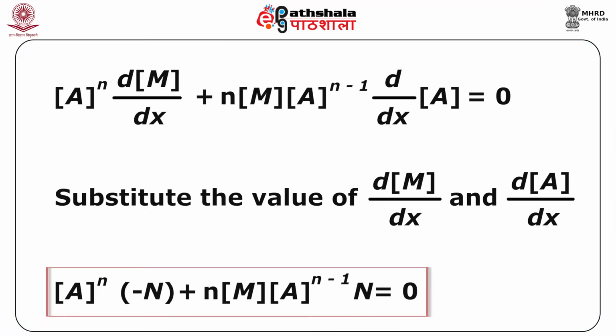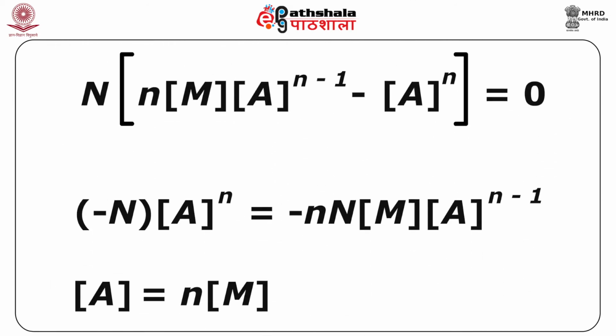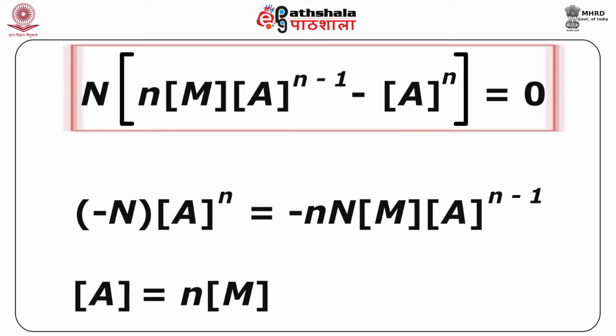With this, we obtain the expression as concentration of ligand raised to the power n into minus n, plus n into concentration of metal into concentration of ligand raised to the power n minus 1, into capital N, is equal to 0. This on simplification gives us the expression capital N into, within the brackets, n into concentration of metal into concentration of ligand raised to the power n minus 1, minus concentration of ligand raised to the power n.